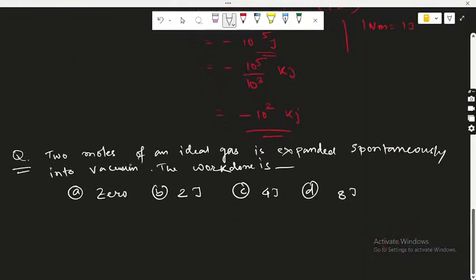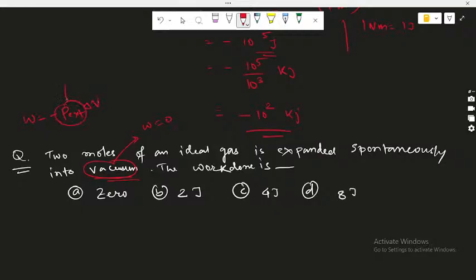Okay. So observe very carefully in the question. In the question they have mentioned vacuum. So if there is mention of vacuum, always remember work done will be 0. Why 0? Because work done has this formula, P external delta V. Now external pressure for vacuum is always 0.